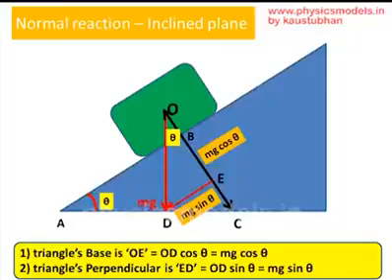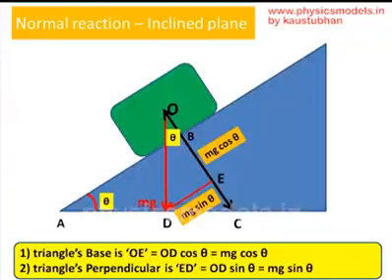The hypotenuse of this right angle triangle EDO is mg. Therefore, the base of that triangle is OE, which is mg cos theta, and the perpendicular in this triangle is ED, which is mg sin theta. We have now derived the major forces acting on an inclined plane.